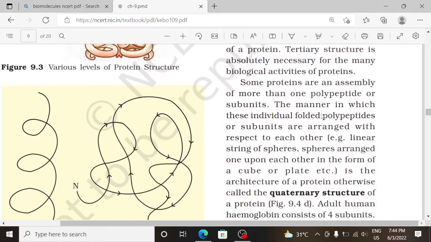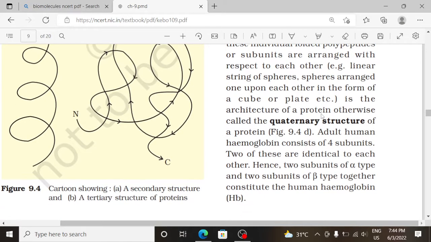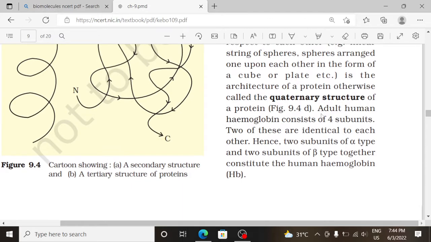Some proteins are an assembly of more than one polypeptide or subunit. The manner in which these individual folded polypeptides or subunits are arranged with respect to each other, example, a linear string of spheres arranged one upon each other in the form of a cube or plate, etc., is the architecture of a protein, otherwise called the quaternary structure of a protein. Adult human hemoglobin consists of 4 subunits. 2 of these are identical to each other. Hence, 2 subunits of alpha type and 2 subunits of beta type together constitute the human hemoglobin.